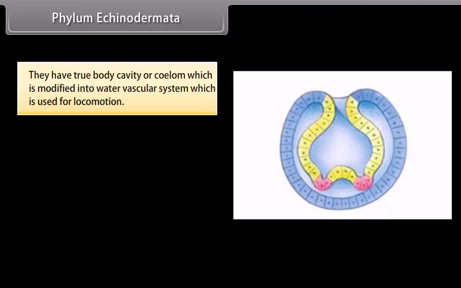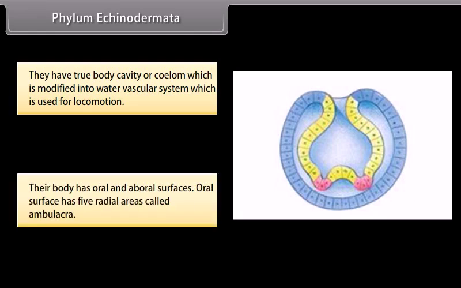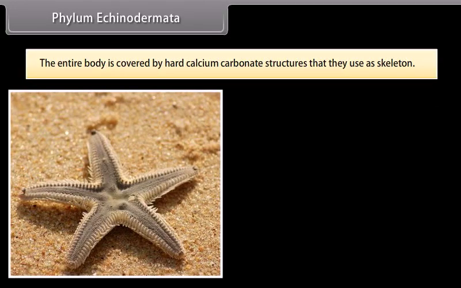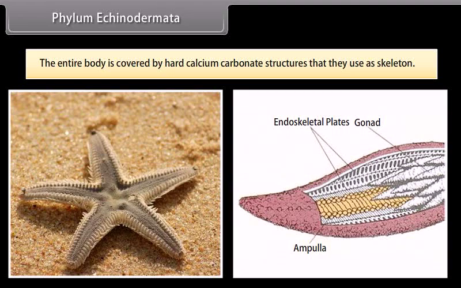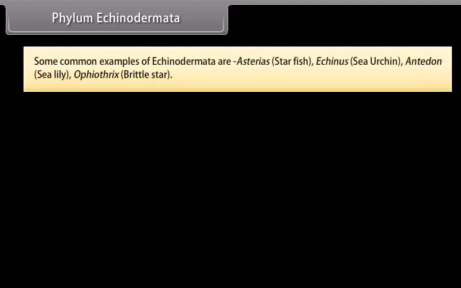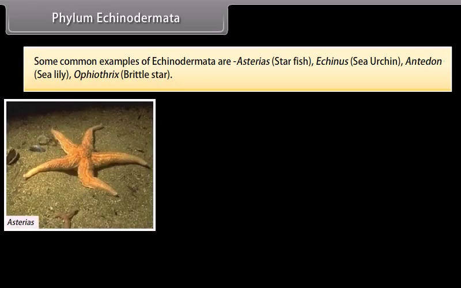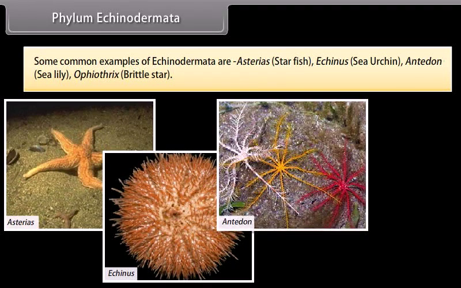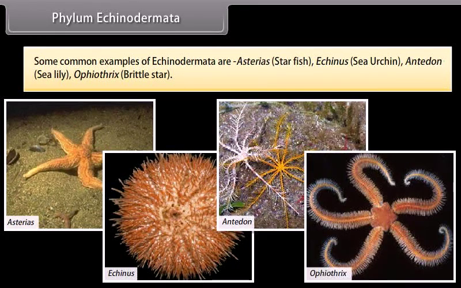They have a true body cavity or coelom, which is modified into the water vascular system, which is used for locomotion. Their body has oral and aboral surfaces. The oral surface has 5 radial areas called ambulacra. The entire body is covered by hard calcium carbonate structures that they use as a skeleton. Some common examples of Echinodermata are Asterias, starfish, Echinus, sea urchin, Antedon, sea lily, Ophiothrix, brittle star.